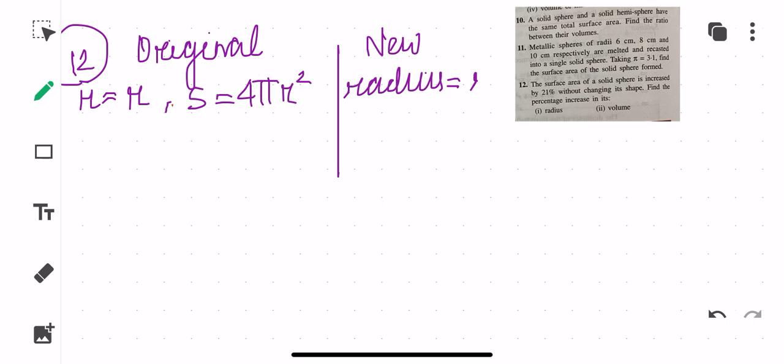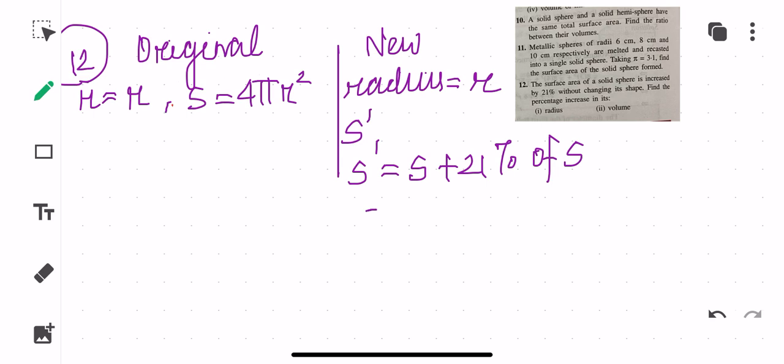Okay, but since the radius is going to be the same, children, because this is the same sphere, we'll take the radius as r, and the new surface area as s dash, suppose. Now they are saying that the surface area is increased by 21%, so s dash is equal to, what is the original surface area, children? S plus 21% of s, because it is being increased by 21%. So this is equal to 4 pi r square plus 21 upon 100 into 4 pi r square.